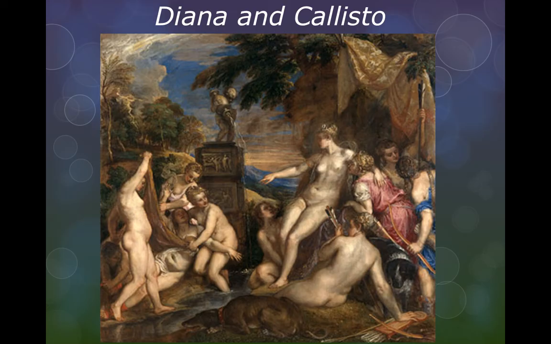And this particular piece, Diana and Callisto, is supposed to be highlighting the events leading up to that parable and that story. So we have Diana discovering Callisto, her maid, is pregnant by her father, Jupiter. And we're seeing the reactions of these characters and figures.